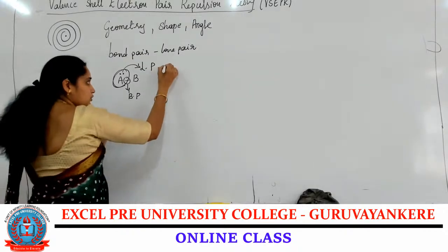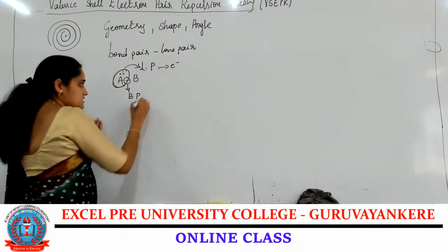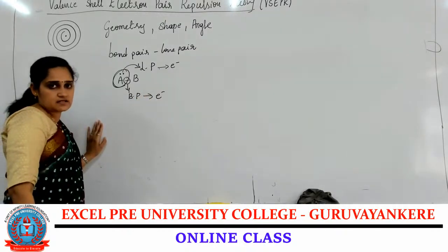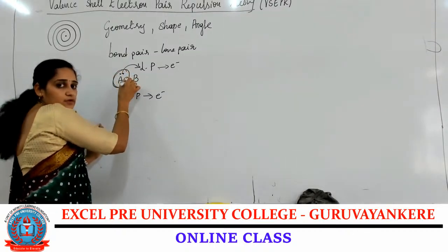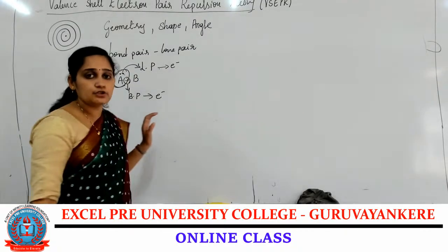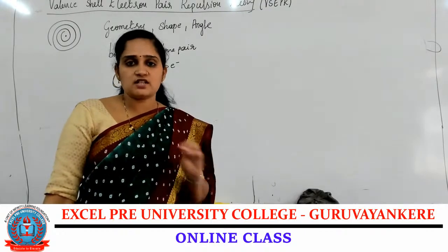We know that the lone pair of electron is negatively charged, as well as the bond pair of electron is also negatively charged, so that some repulsion will be taking place between the lone pair of electron and the bond pair of electron. Due to that, the shape of the molecule will differ with respect to the geometry.